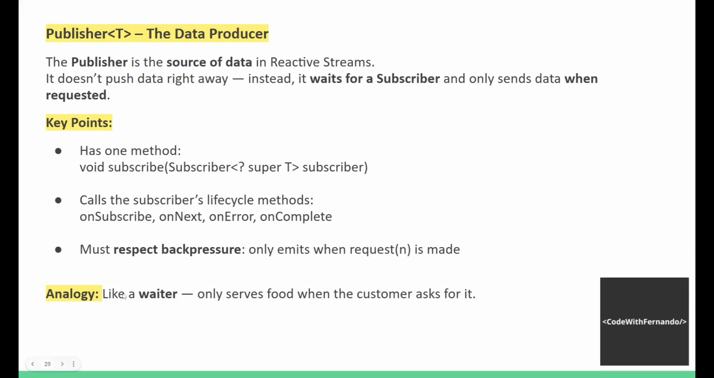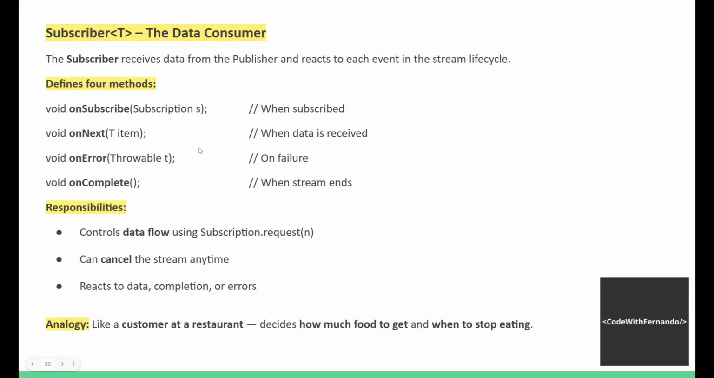Then we have a subscriber, the data consumer. The subscriber is the one who receives data from the publisher and reacts to each event in the stream life cycle. These methods are onSubscribe, onNext, onError, onComplete. onSubscribe is called when subscribing. Then we have onNext when data is received, onError on failure, and onComplete when the stream ends.